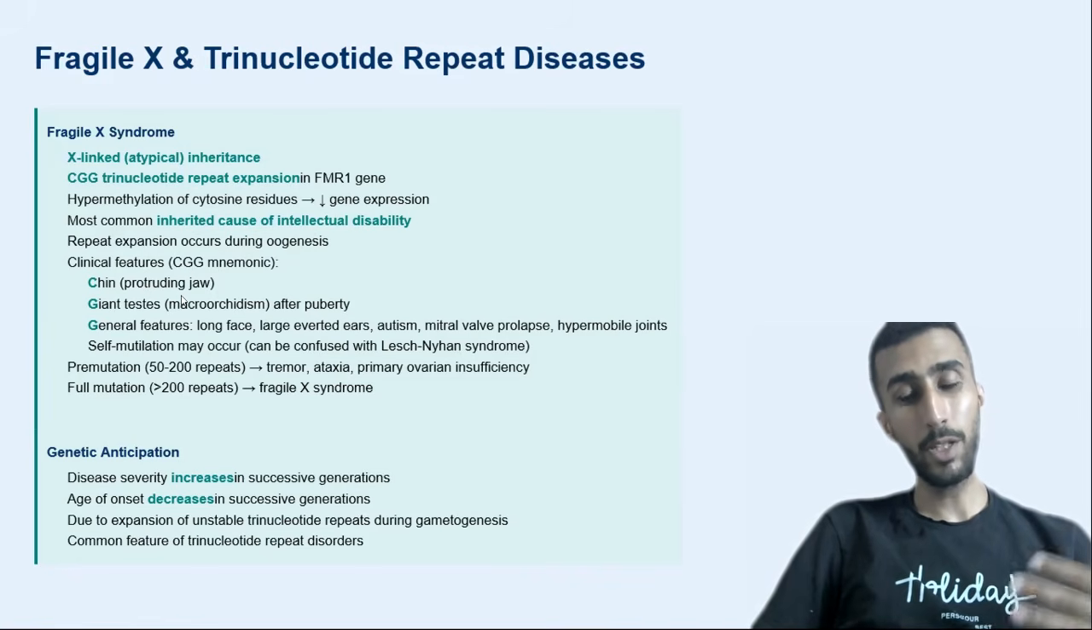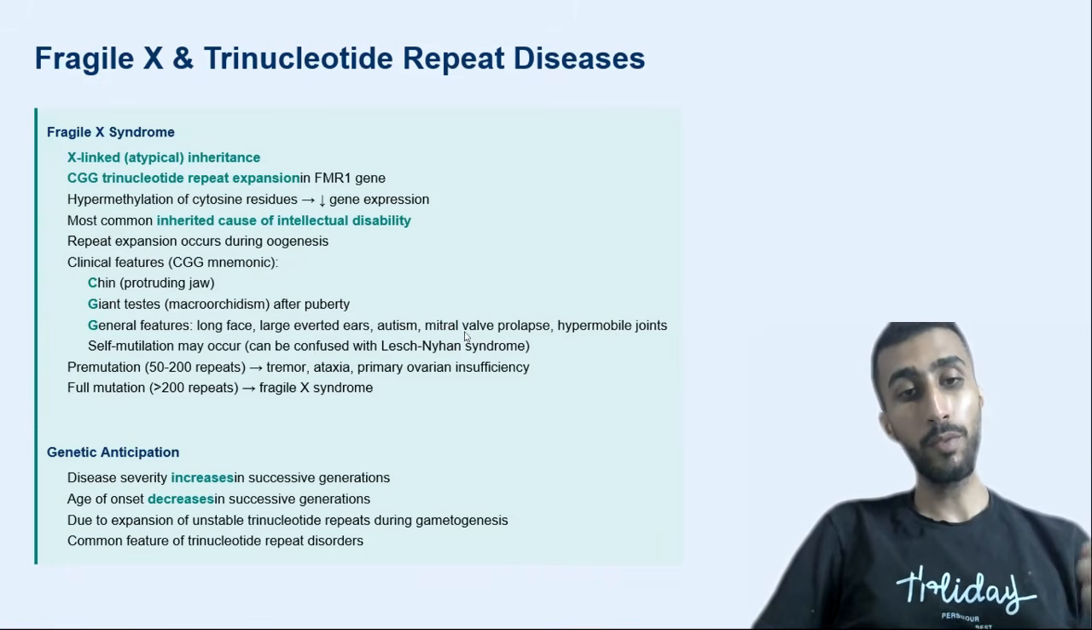These intellectually disabled people will have a protruding jaw. Secondly, after puberty, they will have giant testes, very characteristic. So you will look for these things in the vignette. If the patient has mental retardation plus protruding jaw, or general features like a long face, large everted ears, autism, protruding jaw, and giant testes, also known as macroorchidism, after puberty, you have to suspect that these people have Fragile X syndrome.